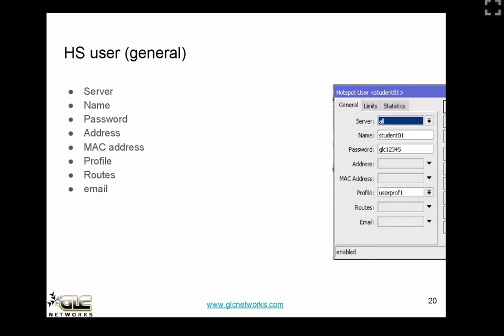Here in the general tab, you can define the server. You can define the username, in this case student101, and the password is glc12345. You can also define the address, MAC address, routes, email, and the profile the user uses. The settings on a hotspot user are much more specific than the profile. If you want this user to use a specific IP address, you just define it here.